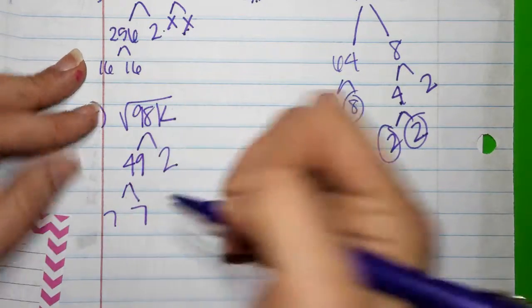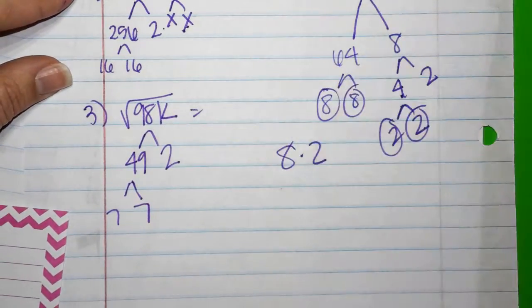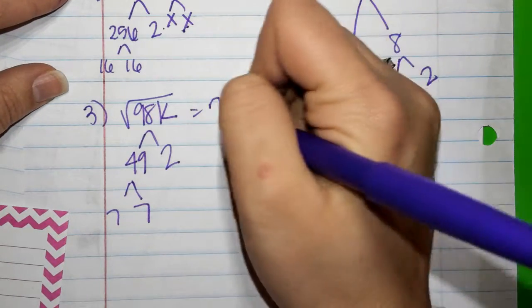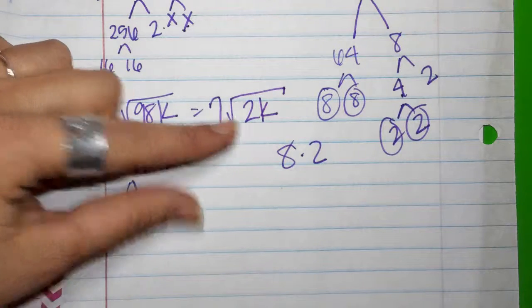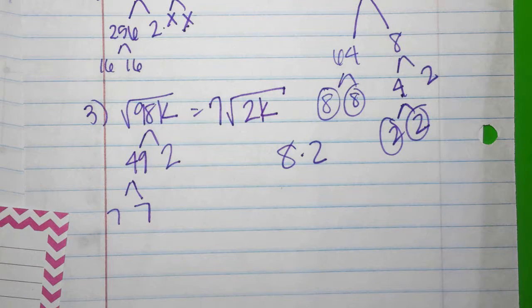Now, what can 49 be broken down into? 7 and 7, right? So what's going to become the outside of my radical? What stays under it? 2k. Why did we not break down this k, but we did the x squared? There's not 2 of them. There's just 1. Fantastic. We're going to talk about that tomorrow.